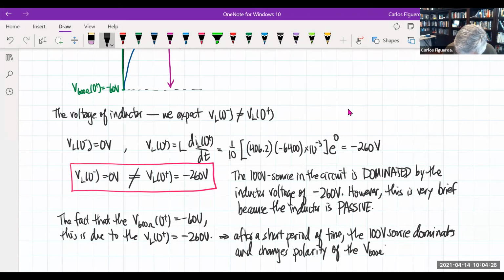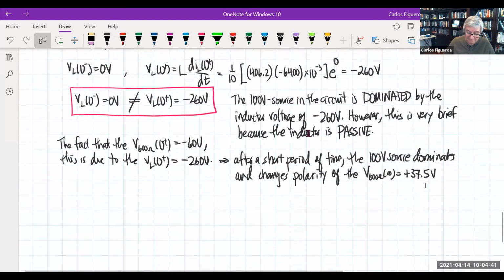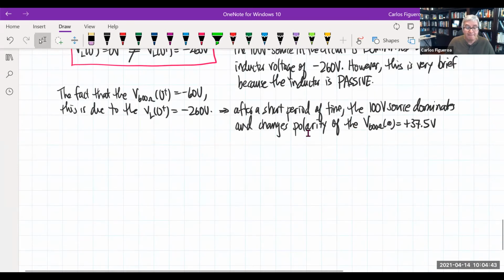And if you look at this guy at t equal to infinity, you can see that this guy then goes to what? Positive 37.5 volts. And that's an indicator that that's the 100 volt source that's actually doing it. Okay, that's the third constant source that I've dealt with.